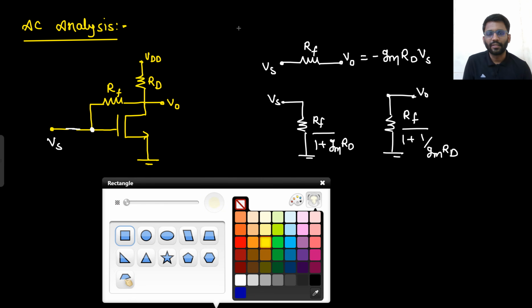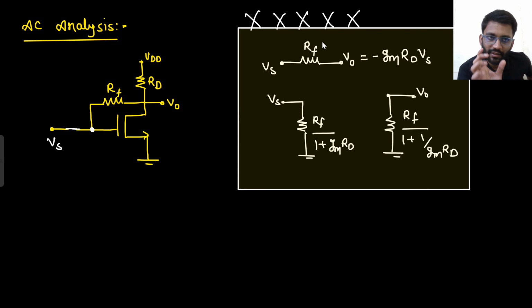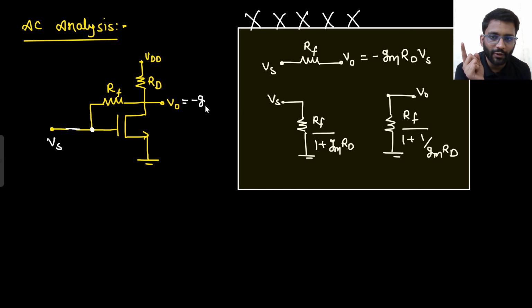And now this particular thing is completely wrong. Why is it so? What is the catch here? What are we doing wrong here? What did I tell you? That Vs and V naught should be linearly related. So it is related by the factor of minus GmRD. Is that correct? When your RF is connected, will your V naught be minus GmRD Vs? It will not be. Why so? Let's check that out.